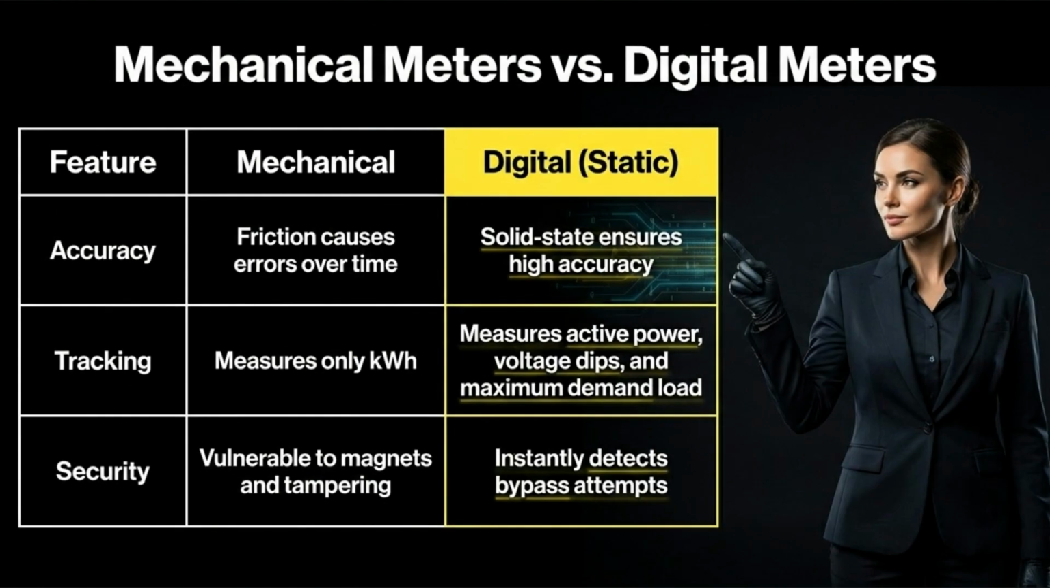Digital meters offer high accuracy, unlike mechanical meters that degrade due to friction. They track more than just kWh, measuring active power, voltage dips, and maximum demand load. They also instantly detect tampering attempts for better security.